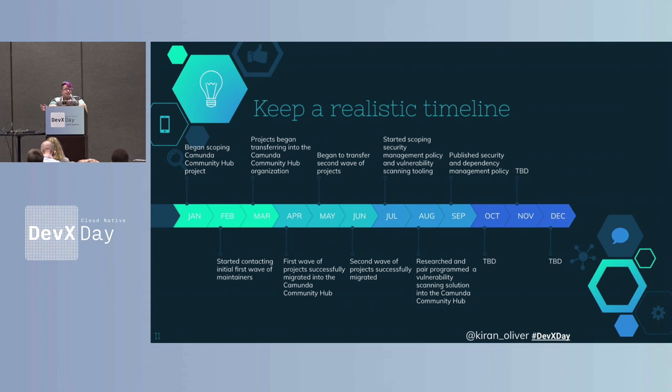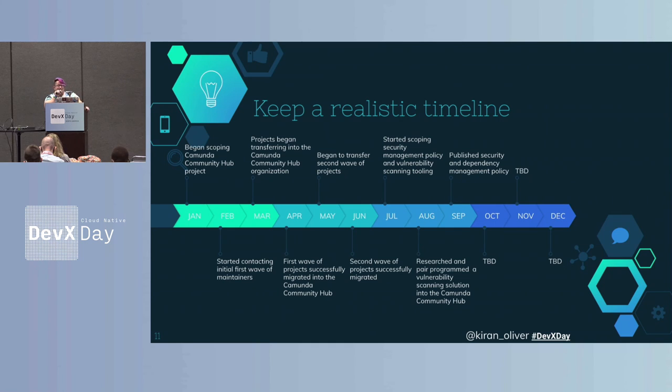So in July, we actually started scoping our security management policy and vulnerability scanning tooling, seeing what was out there, what was available to us, what options did we have. And security, as we all know, is not quick, or at least it probably shouldn't be. So we researched and pair programmed that vulnerability scanning solution that I just told you about into the Camunda Community Hub back in August. So that took a month to do of pair programming, and it took 2 months after that to publish a full security and dependency management policy, and that's as of September that was published. So this was 9 months to get this from start to finish, and it's still not done yet.